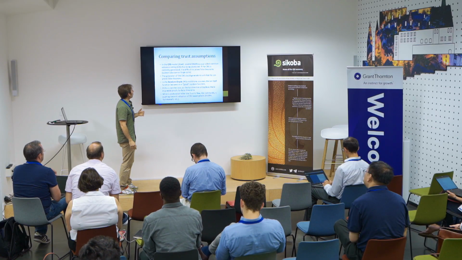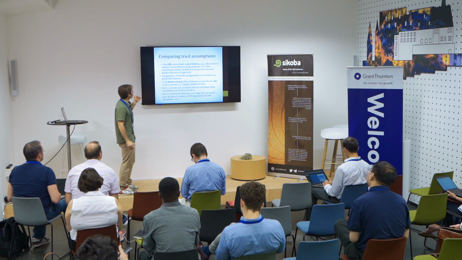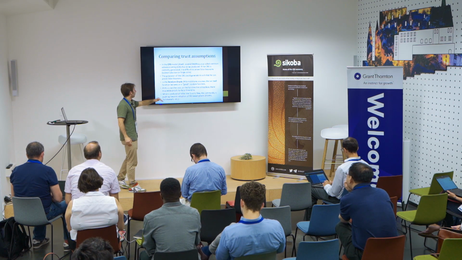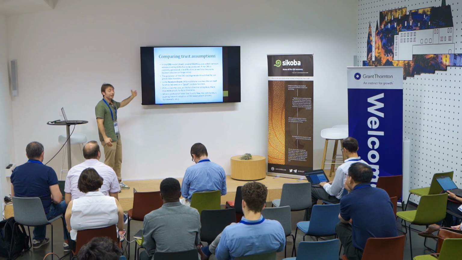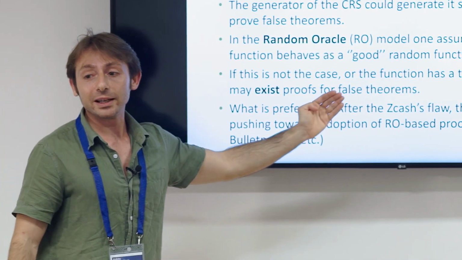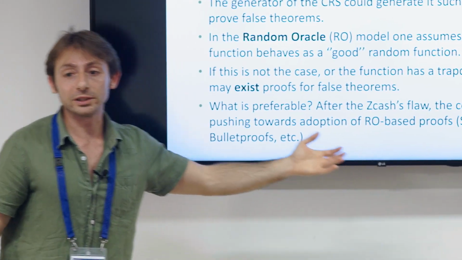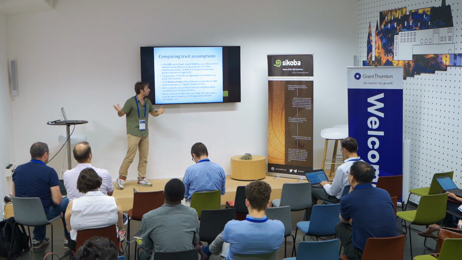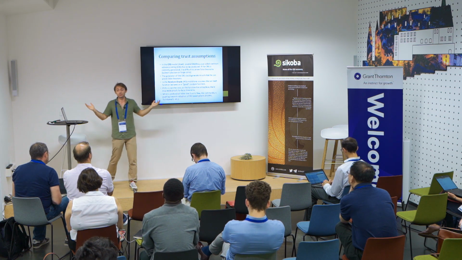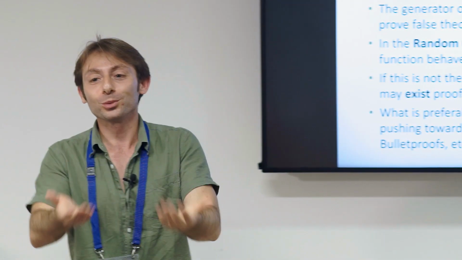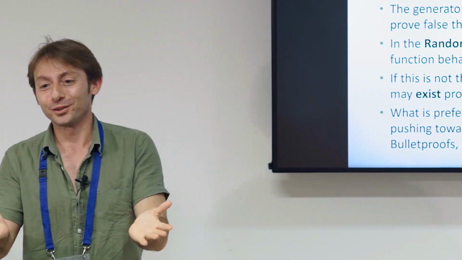And then there is the random oracle. The random oracle is still a trust assumption because you assume that this hash function behaves as well as a random function, okay? It might be that some trapdoor is discovered and then you can prove a false theorem. We don't know. What is preferable? Now the community is pushing towards the adoption of random oracle-based proofs. But at least the industrial community should tell the truth. Okay.